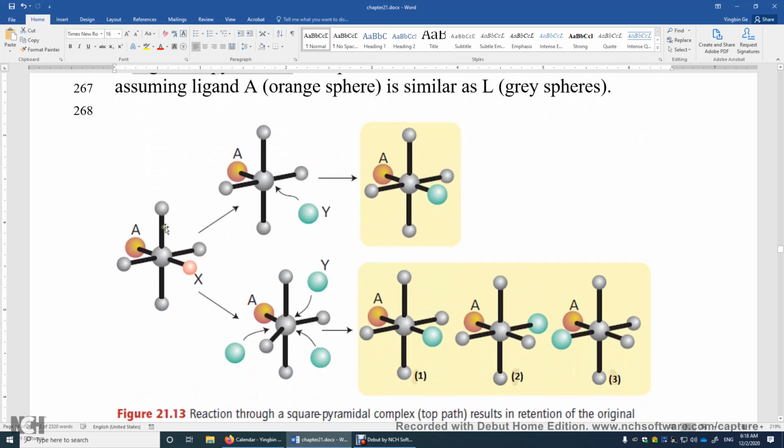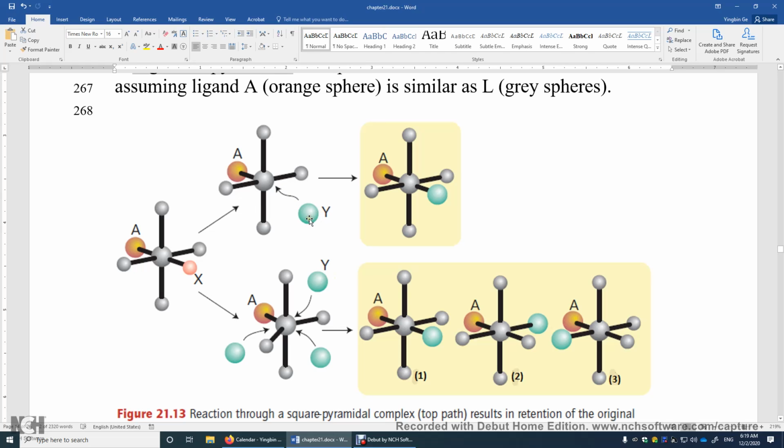So over here, this is the transition metal complex with A and X in the trans positions. And then this X may leave the metal to form this square pyramidal structure. And Y attacks the metal on the opposite side of A. Okay? This is to minimize the steric effect.